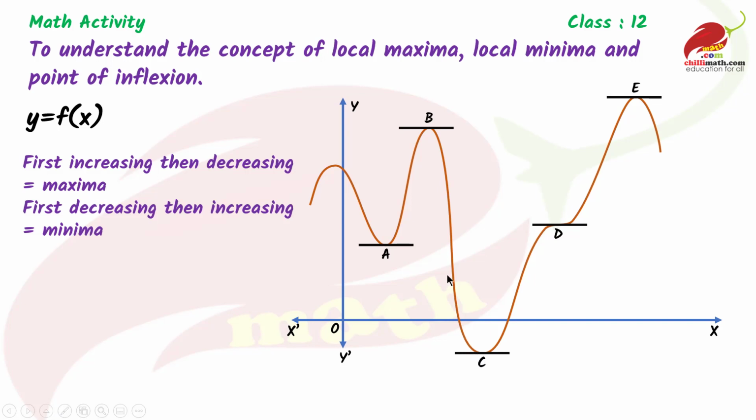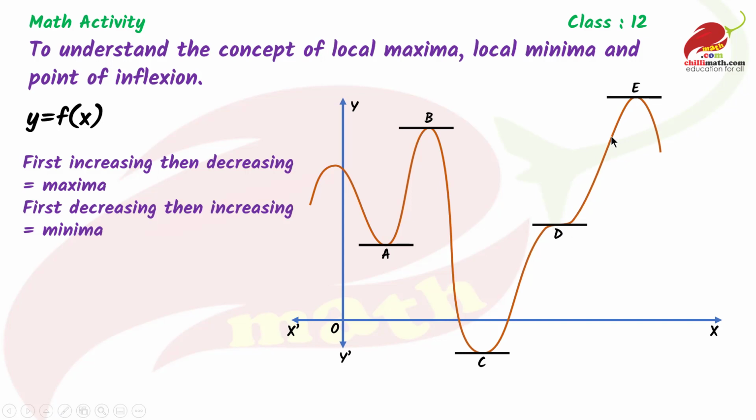Next at C, before C it is decreasing, after C it is increasing. So we call this point of local minima. At D, before D it is increasing, after this also it is increasing. That means here f dash x is not changing. That is, there is no change. Earlier it was first increasing then decreasing. Here first decreasing then increasing. First increasing then after this also increasing. So this is called point of inflection.